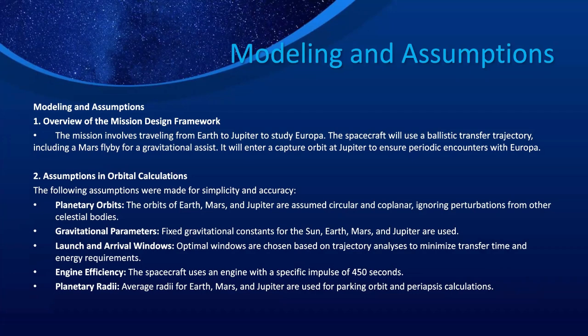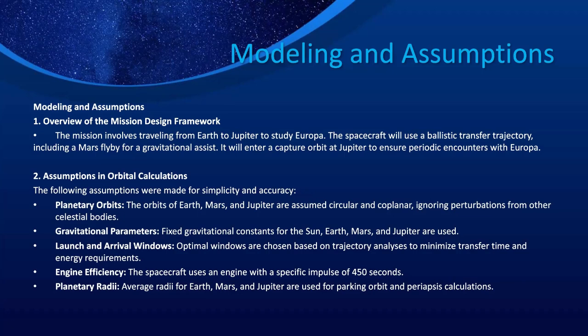The spacecraft would be using a ballistic transfer trajectory towards Mars for a flyby, using a gravity assist, and then ending at Jupiter into its capture orbit, to be able to periodically encounter and intercept Europa in its wake. Kind of going over some assumptions for the calculations for the overall trajectory.